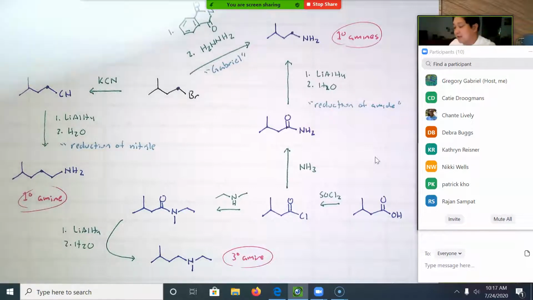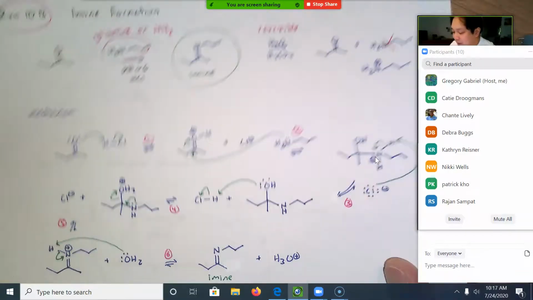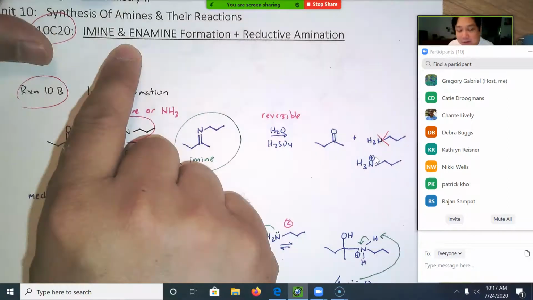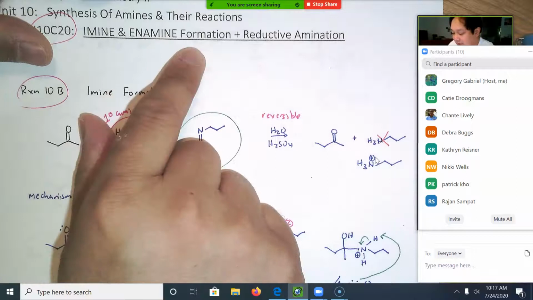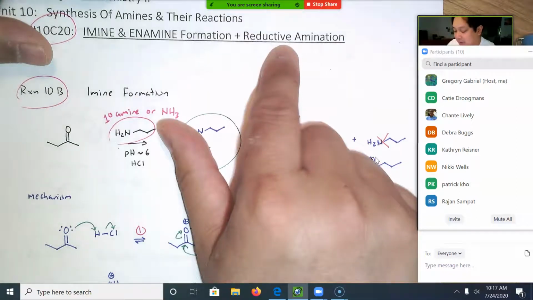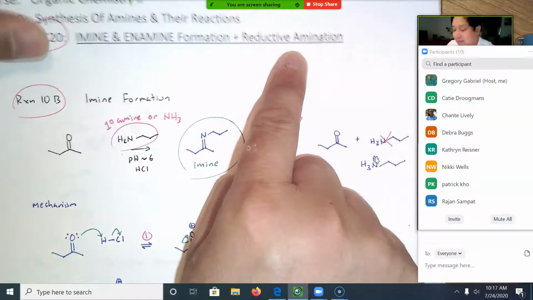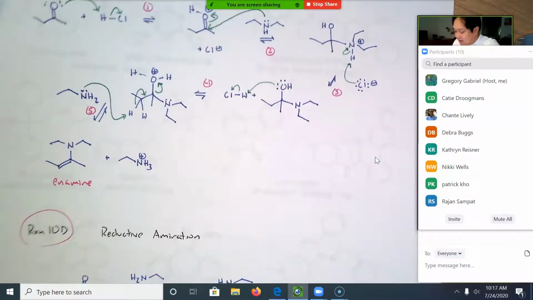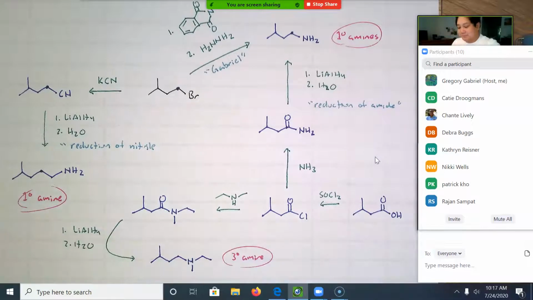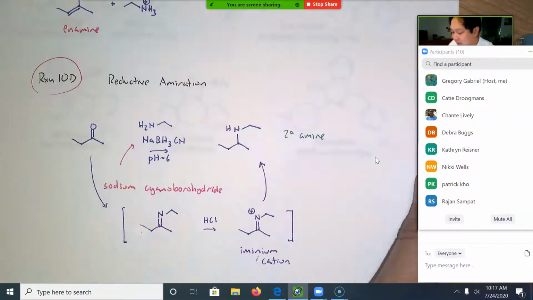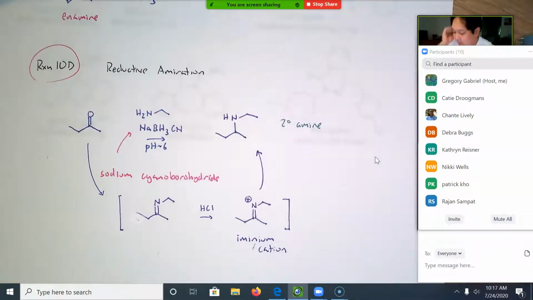Oh, thank goodness. Okay, no more making amines. We are using amines to do these reactions. Actually, reductive amination is to make amine, but let's take care of this. What is reductive amination? Very easy. And we have an opportunity.